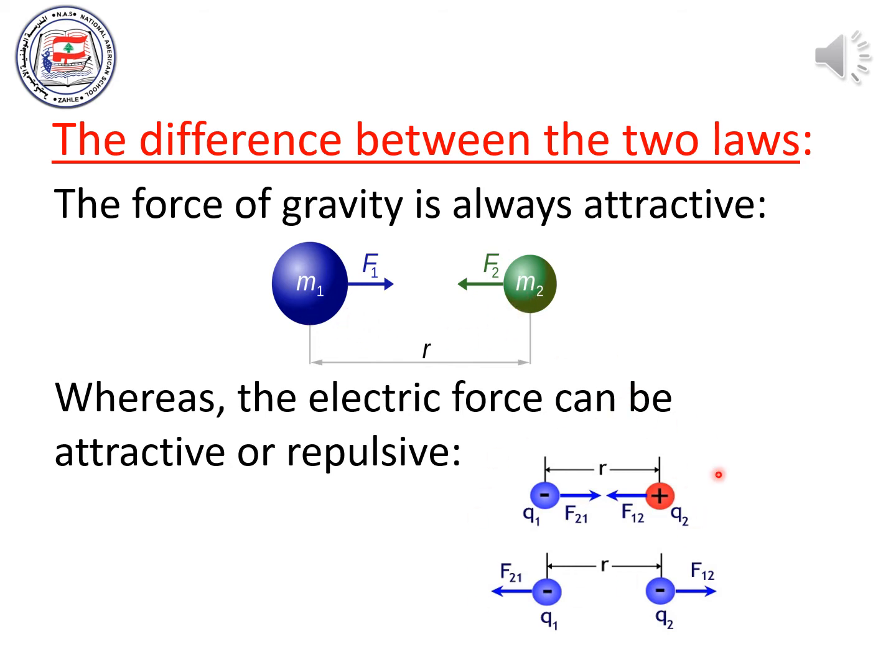However, in the lower part of the figure, we have two charges. If they are different, they attract. And the charge 1 attracts charge 2 and charge 2 attracts charge 1. But if they are the same charges, both negative or both positive, they repel. So charge 1 repels charge 2 and charge 2 repels charge 1.